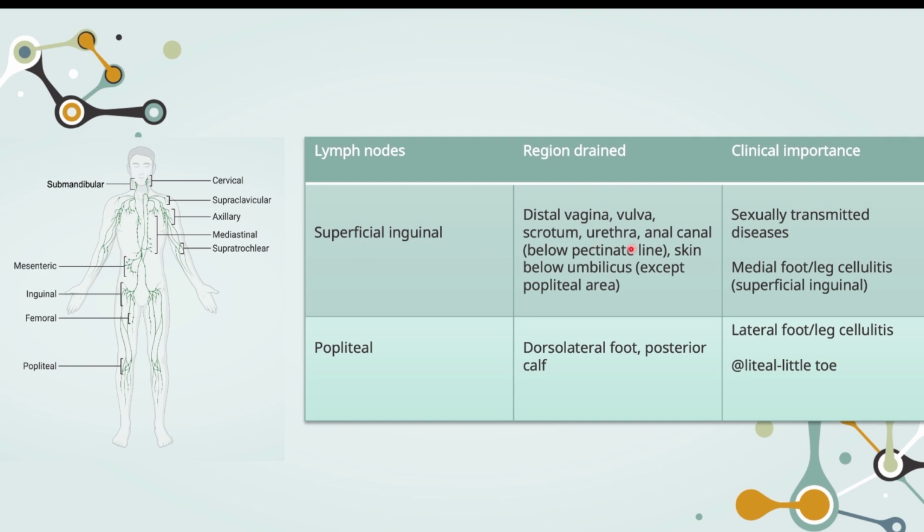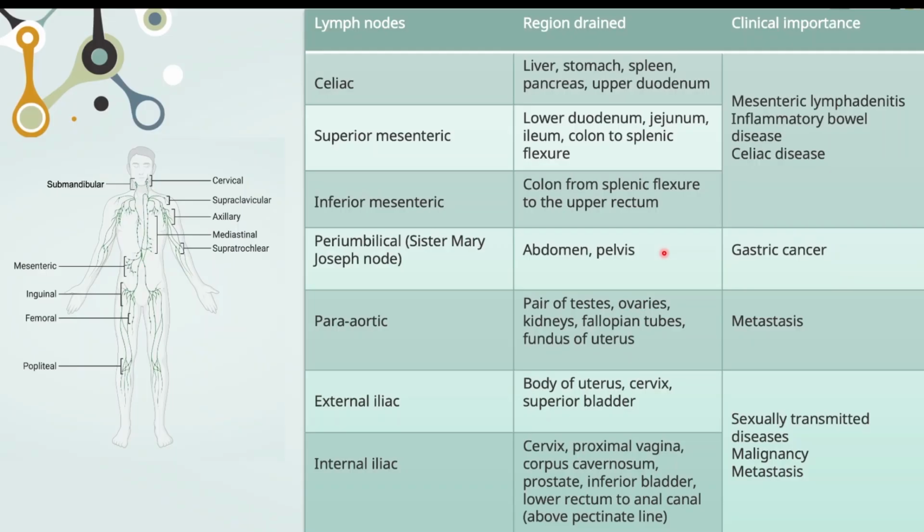Now, another important point that I want to repeat again is the anal canal. If there is any disease condition below the pectinate line, the superficial inguinal lymph node will be involved. But if there is involvement above the pectinate line, the internal iliac lymph nodes will be involved. All right, above the pectinate line, internal iliac.